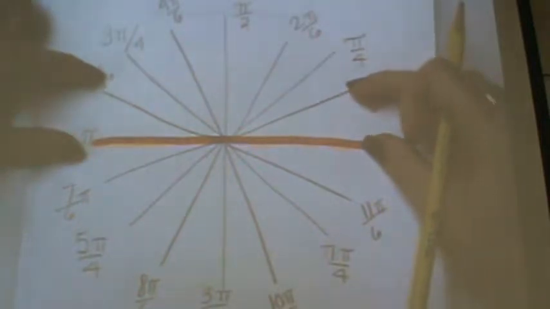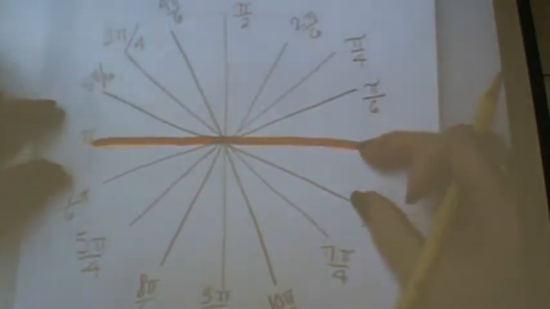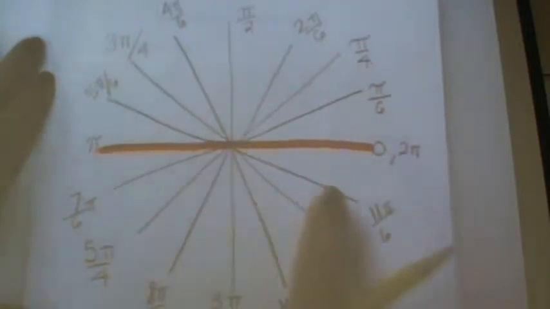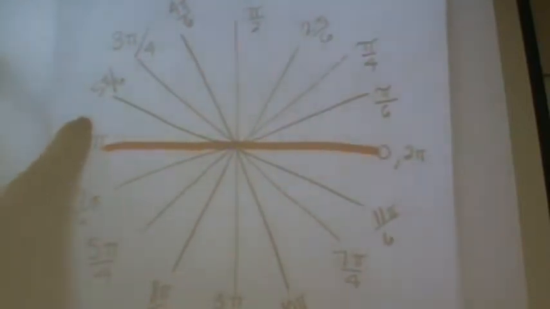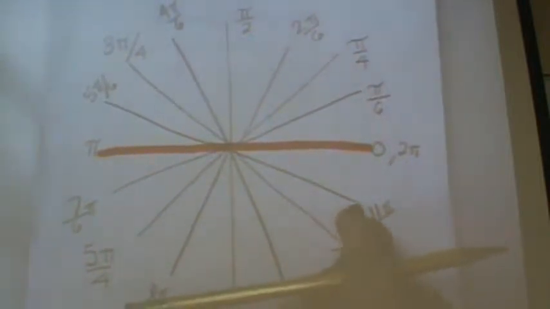These are the 30s off of the x-axis. Pi over 6, 5 pi over 6, 7 pi over 6, 11 pi over 6. So if I'm talking about a 30-degree angle that is attached to the x-axis, if it's in quadrant 2, it's 5 pi over 6. If it's in quadrant 3, it's 7 pi over 6, and if it's in quadrant 4, it's 11 pi over 6.